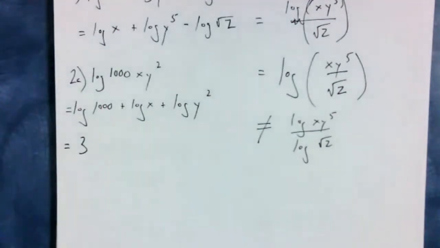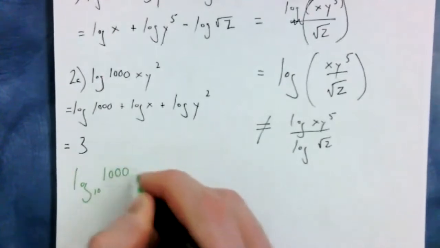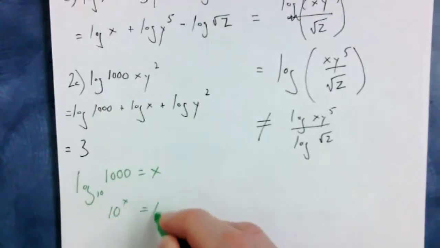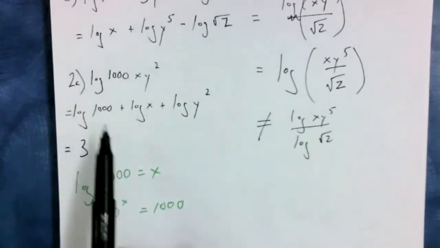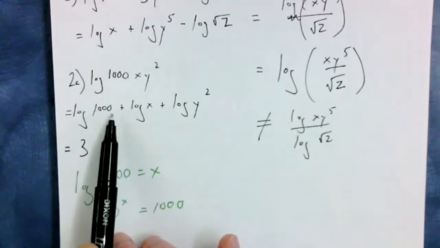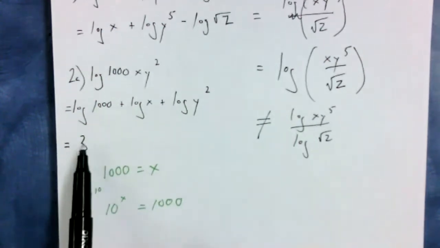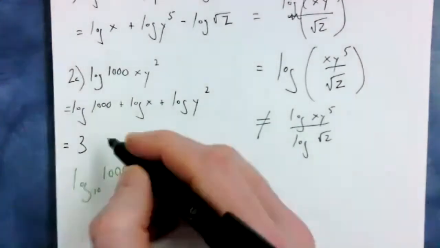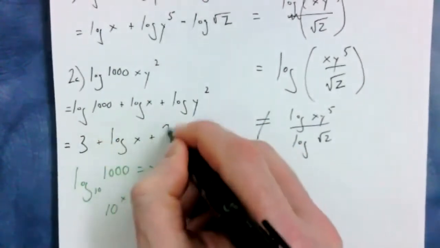If I write it out in a different color, log base 10 of 1,000 equals x. Another way of writing this, 10 to the x equals 1,000. So x is 3. So if you have log base 10 and then another base 10 number, you can always figure out what the number is. If it's a 1 followed by any number of zeros, the number of zeros is your answer, essentially. So it's 3 plus log of x plus 2 log y.